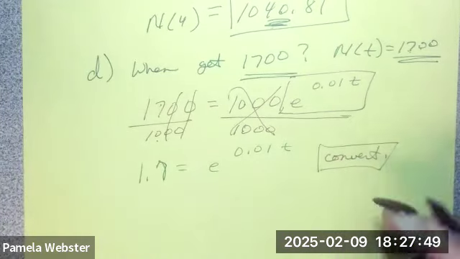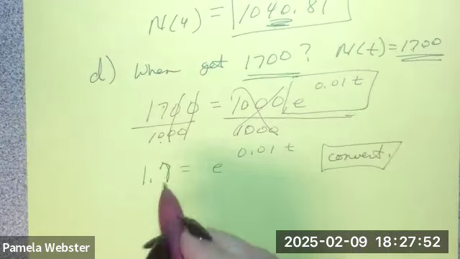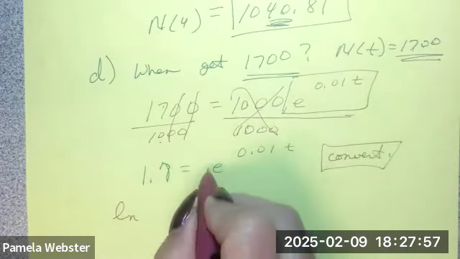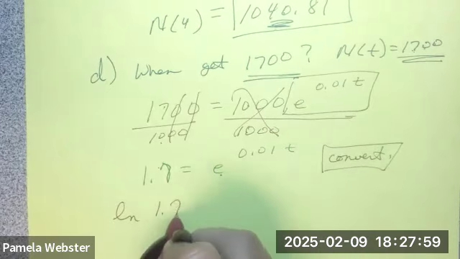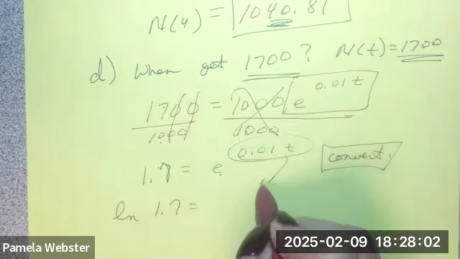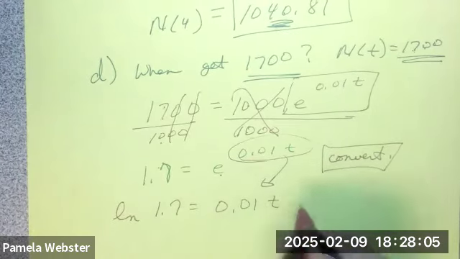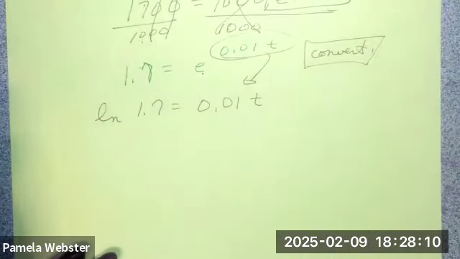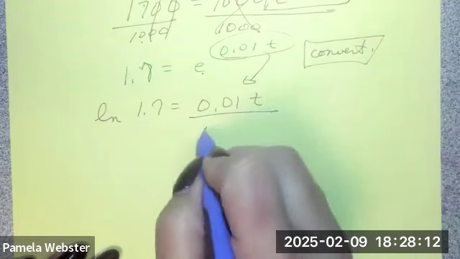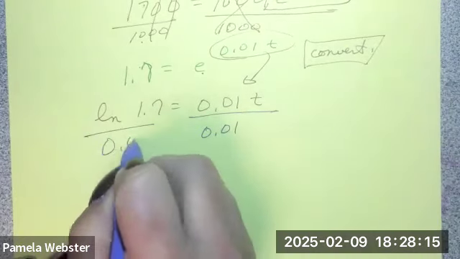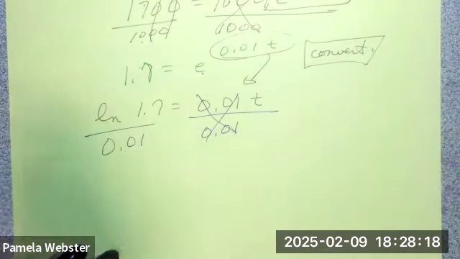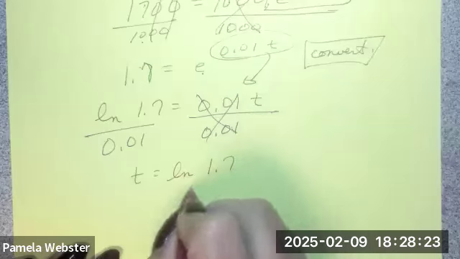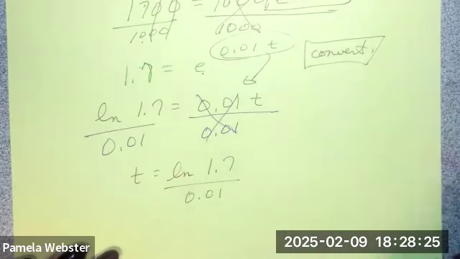That's what we want to be able to do, hopefully. And now I say, oh, this is an exponential. I need log base e in this case, log base e of 1.7 equals the exponent comes down, right? 0.01t. And like I said, we're trying to solve for t. We want to know how many hours. So I'm going to get the t completely by himself by dividing by the 0.01. t equals the ln of 1.7 divided by 0.01.